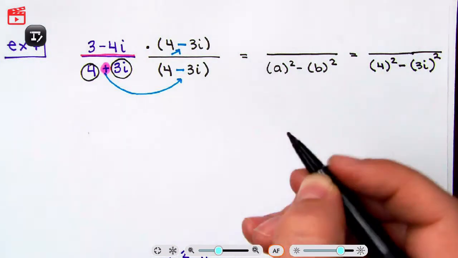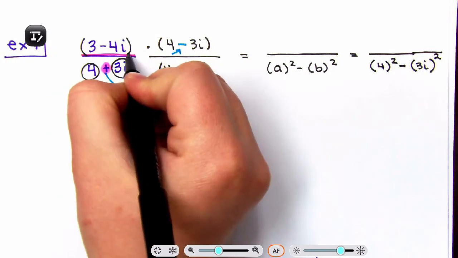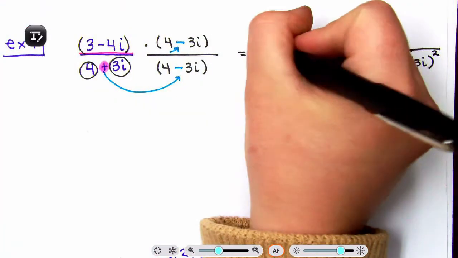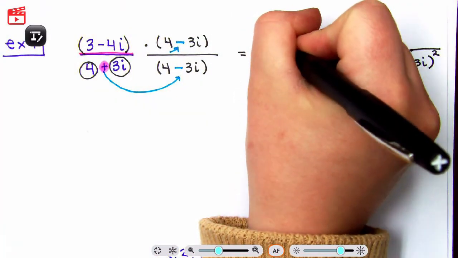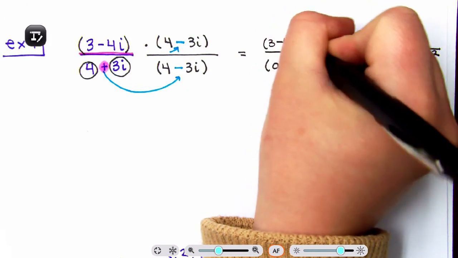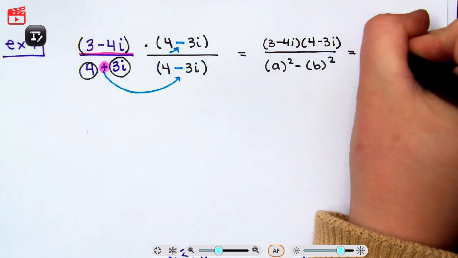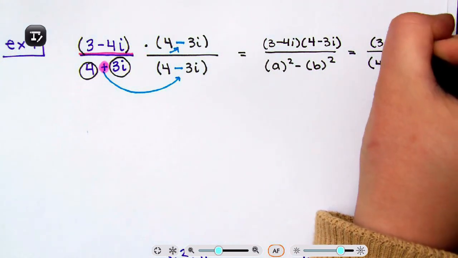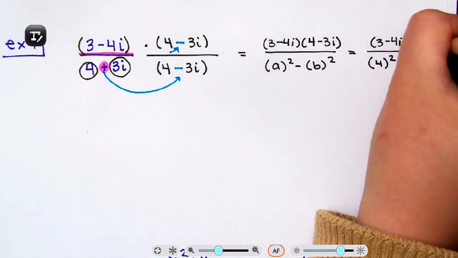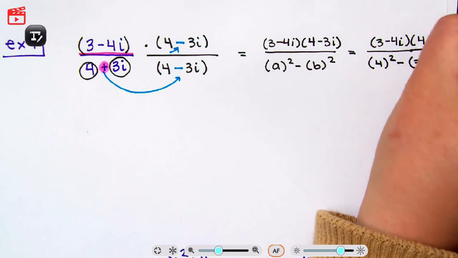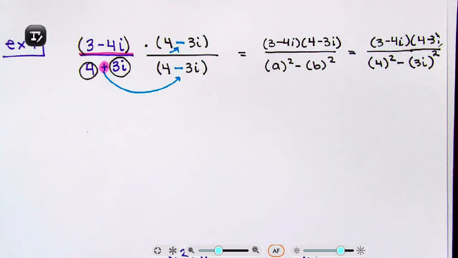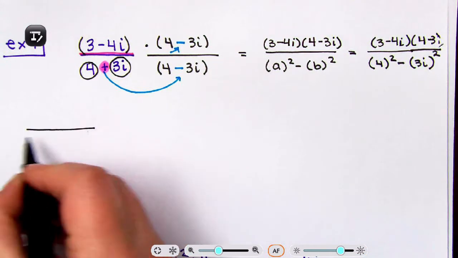The numerator has a binomial times a binomial. Okay, we'll write it out: 3 minus 4i times 4 minus 3i. The numerator does not have any sort of pattern. You will have to use the box method or the FOIL method to multiply all of this out. But let's talk about the denominator one more time.